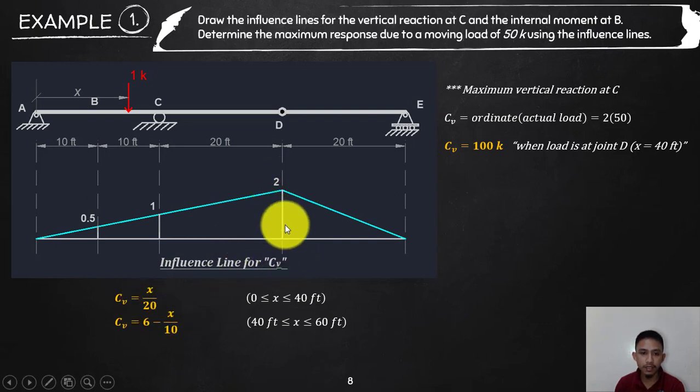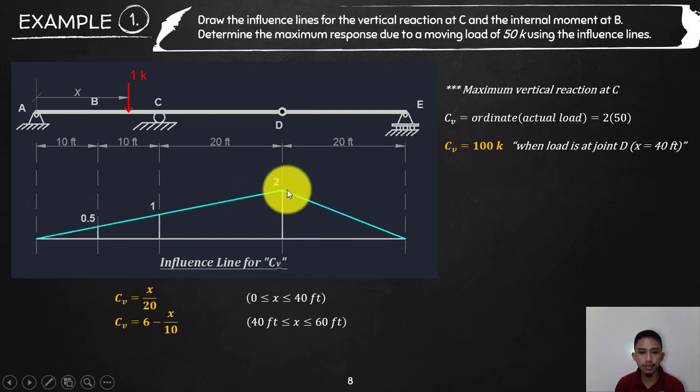So plotting that one, that is the ordinate. That means that is the value of CV. That's the value of CV when the 1 kip load is at 0. That is the value of CV when the 1 kip load is at point D, or at 40 meters. So that's it. We will connect that one with a straight line.